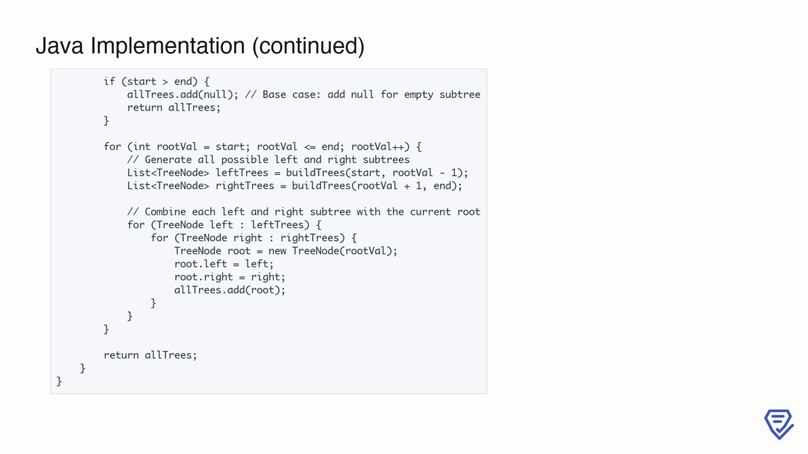Once we have these lists of left and right subtrees, we combine each left subtree with each right subtree, attaching them to the current root node. This ensures that all combinations are considered. Finally, the newly constructed trees are added to the list, and once all values in the range have been processed, we return the list of trees. This recursive approach ensures that every unique BST is generated efficiently.